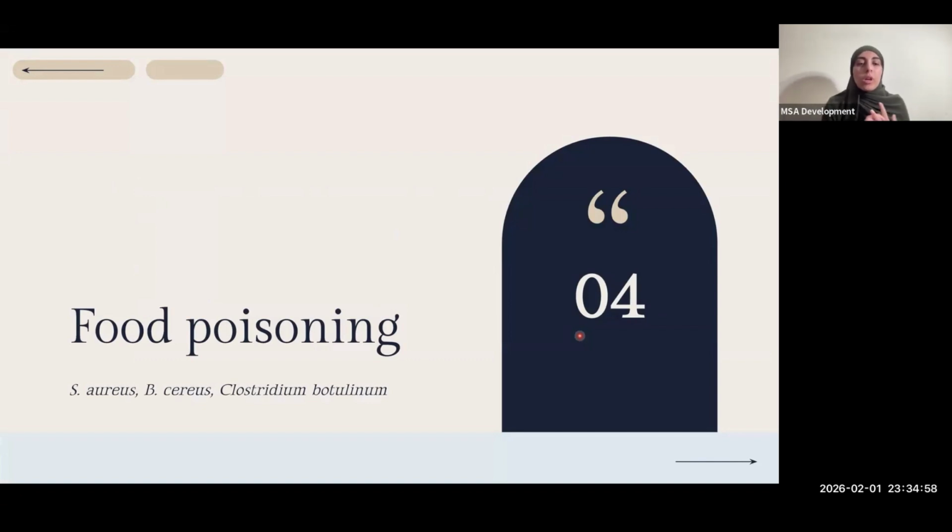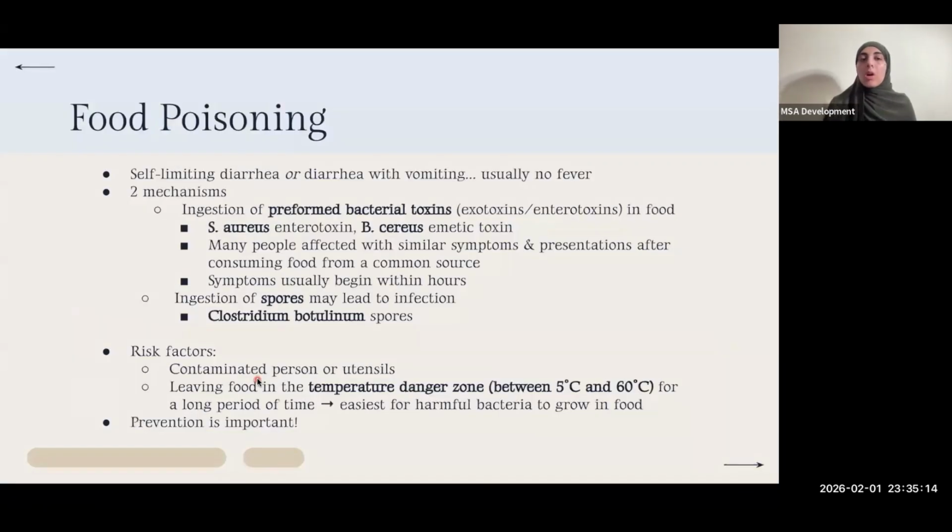infections, and we're moving into kind of a different category of the microbiology in GI, which is food poisoning, okay? And we have specific organisms here. We have Staph aureus, Bacillus cereus, and Clostridium botulinum. It's a different presentation from the previous ones.